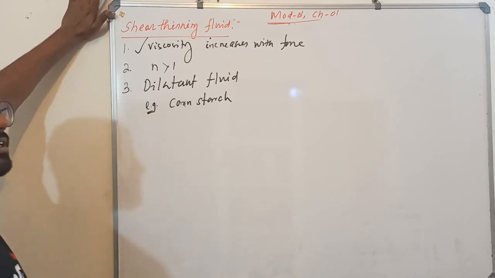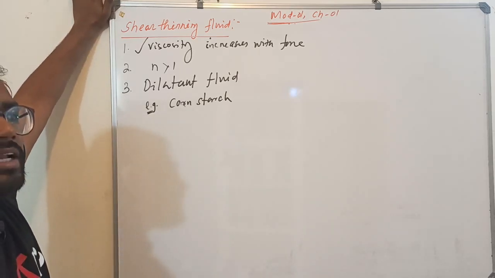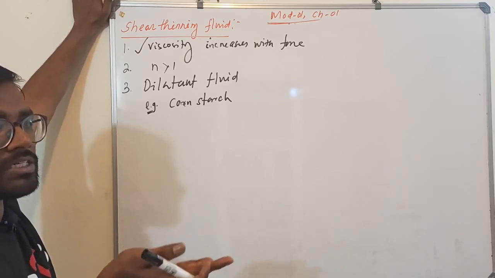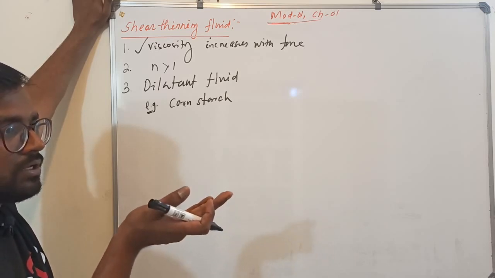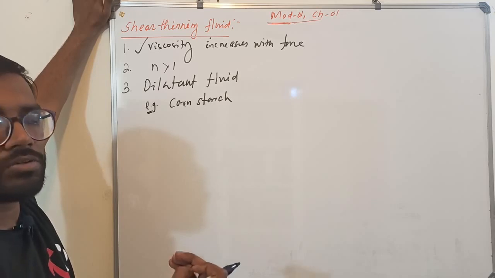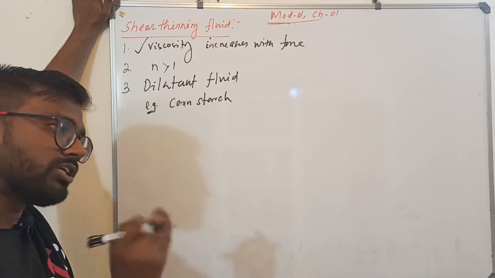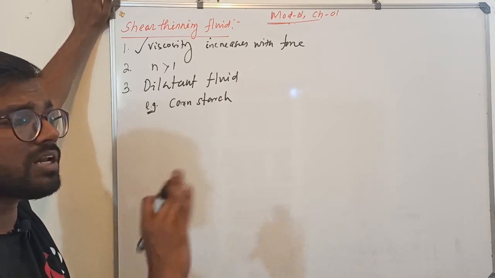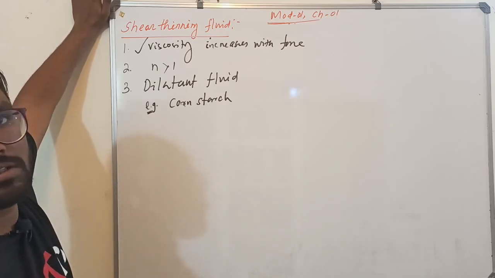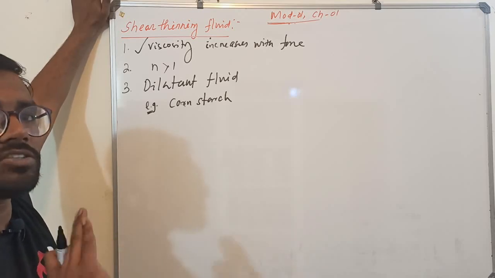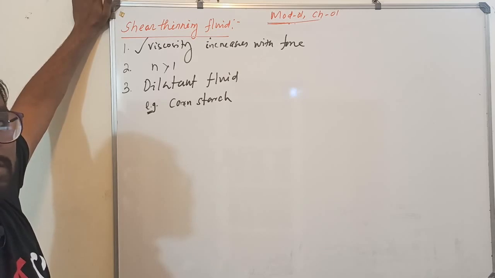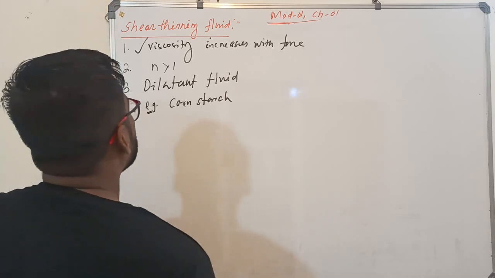Now see, one more example of a shear thinning fluid is printer ink. You take an ATM slip, or you swipe your card and they give you an invoice. You take that and keep it in your purse. What will you find after one month? What will happen with the letters? The letters would have faded away, because continuously it comes in contact with shear, so viscosity decreases and the letters fade away. Shear thinning fluid, printer ink. Okay.